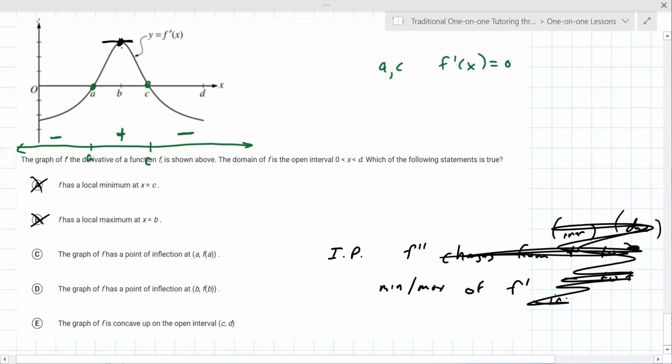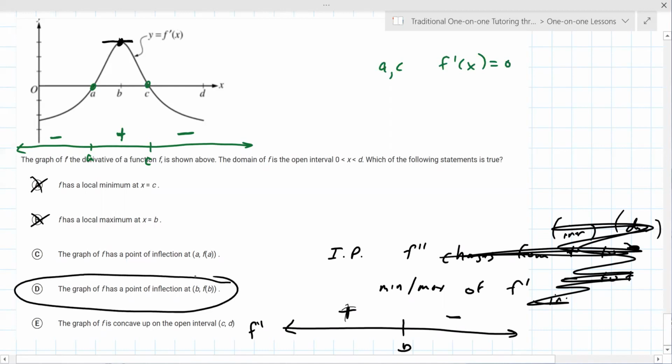It's wherever there's a min or a max of f prime. We have one right there at the top at B, because we don't have a minimum. And there is none. It's because of the f double prime sign chart at B: this is increasing, so this is positive, and this is negative. See how the derivative is increasing here and then decreasing there? That's why you put plus and minus. So there's an inflection point there at B.